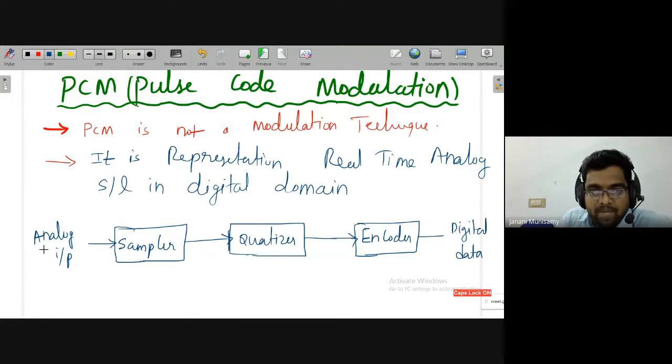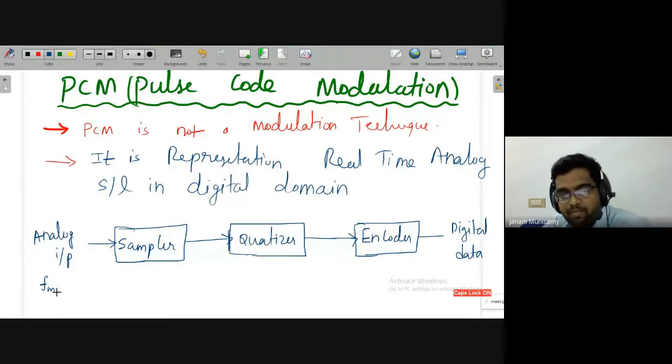Then, whenever we have an analog signal, it will have some maximum frequency that I am mentioning as FM. It's not a single-frequency signal. Whatever FM I am mentioning is the maximum frequency in the signal. Maybe the frequency spreads from 0 to FM. FM may be anything, like 10 kilohertz or 1 kilohertz.